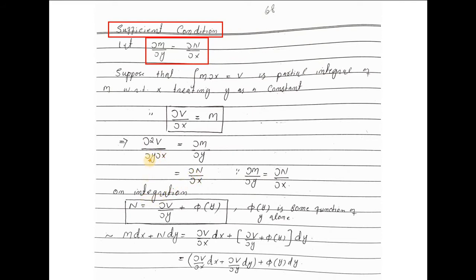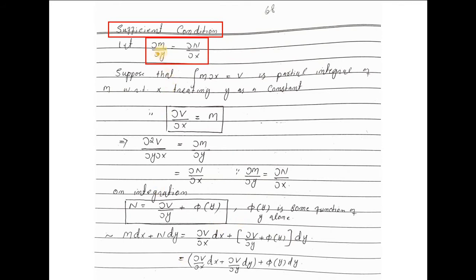Integrating both sides, the integration of del n over del x is equal to n. Similarly, the integration of the left side is equal to del v over del y. If we integrate this with respect to x, we get del v over del y plus some constant of integration. Here the constant of integration is a function of y alone, since the integration is with respect to x. This phi of y is some function of y alone.